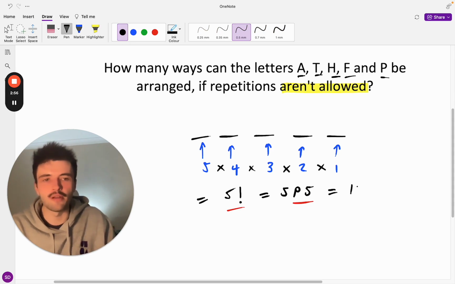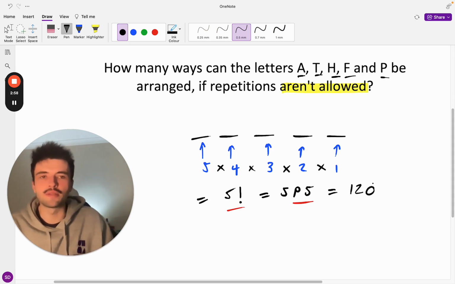Once we put this in the calculator, our answer is going to come out as 120. So there are 120 ways to arrange these 5 letters.